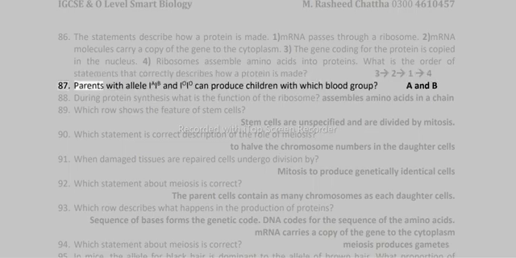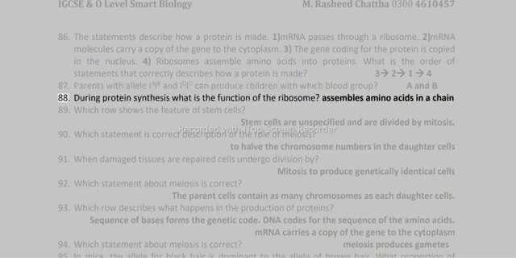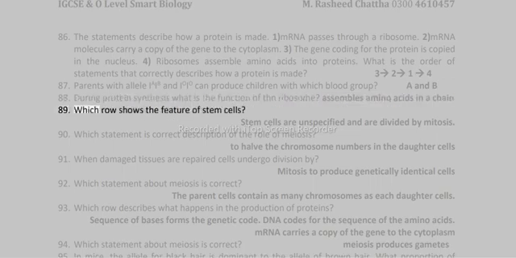3, 2, 1, 4. 87. Parents with alleles IA-IB and IO-IO can produce children with which blood group? A and B. 88. During protein synthesis, what is the function of the ribosome? Assembles amino acids in a chain. 89. Which row shows the feature of stem cells? Stem cells are unspecialized and are divided by mitosis.